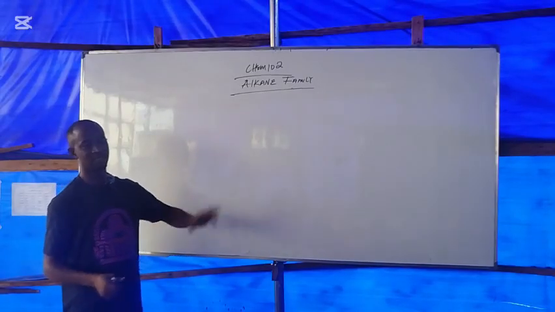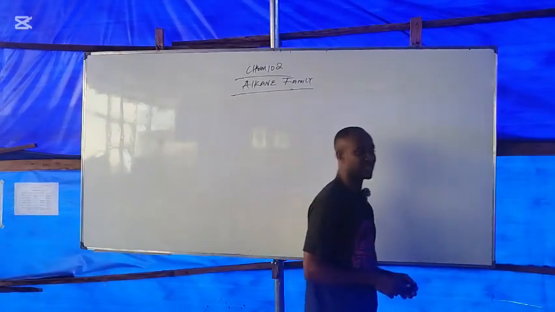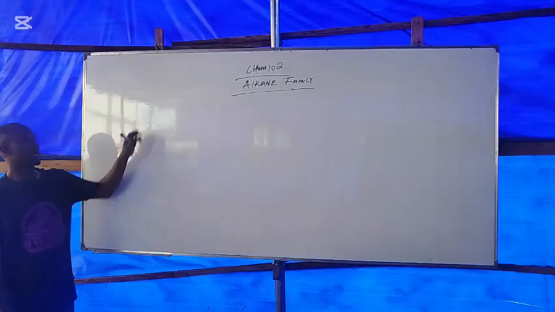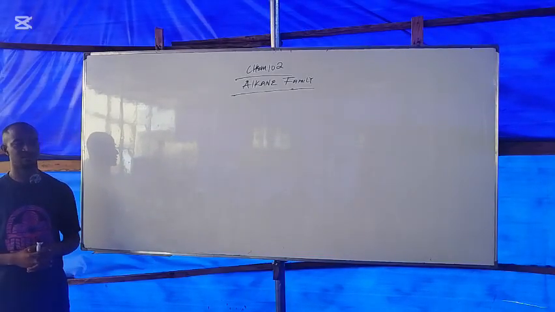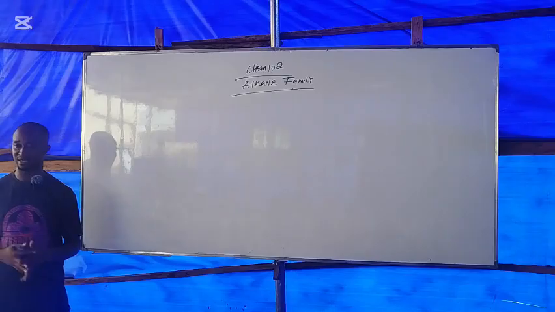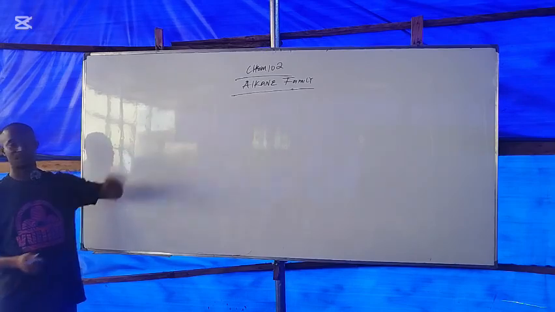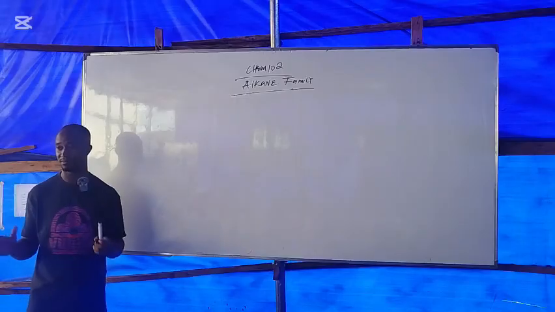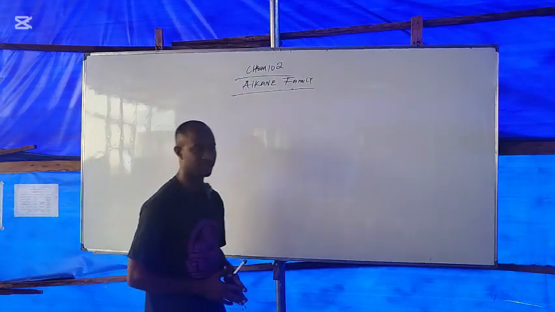But today we are looking at one of the homologous series, which is the Alkane family. We say Alkane is a homologous series. One of the homologous series is the Alkane family. I will say that the Alkanes are saturated hydrocarbons. Alkanes are what? Saturated hydrocarbons.